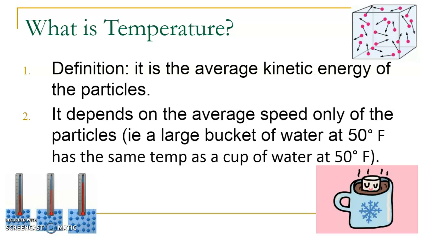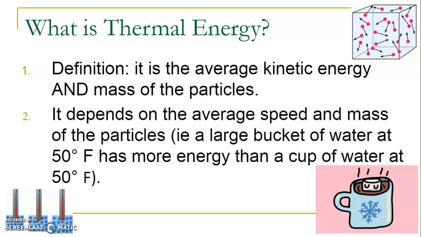Temperature only depends on the speed. So if you have a bucket of water or a small cup and they both have the same temperature water, that means they both have the same temp. Mass doesn't matter. Now compare that to thermal energy. This has to do with the average kinetic energy and the mass of things. So if you have more mass, you're going to have more thermal energy. So in this case, our bucket of water from the last slide has more thermal energy, even though it's the same temperature, because it has more mass. There you go.